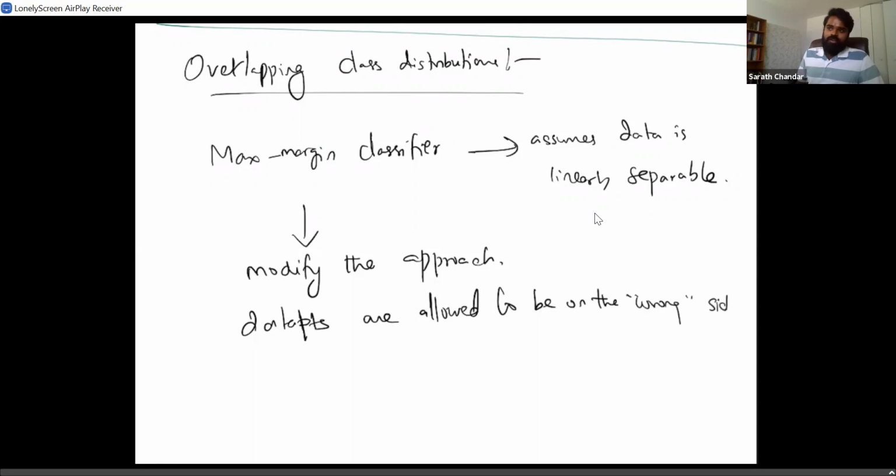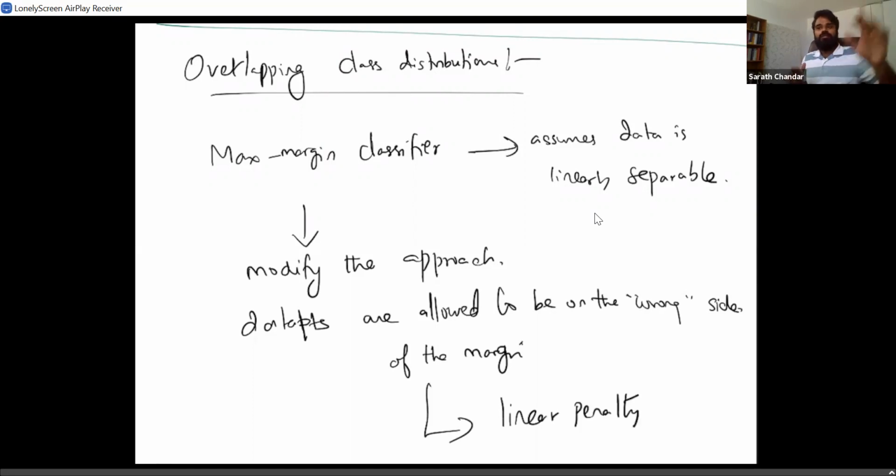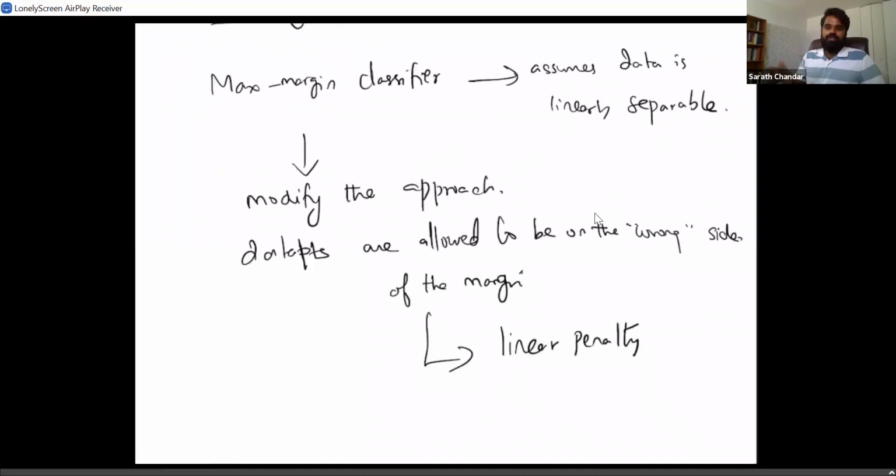Okay, points are allowed to be on the wrong side of the margin. However, we are going to define a linear penalty based on how far they are from the margin. And instead of just trying to maximize the margin, we will have a combined objective where we will also try to minimize this linear penalty. Okay, so how are we going to introduce this linear penalty?